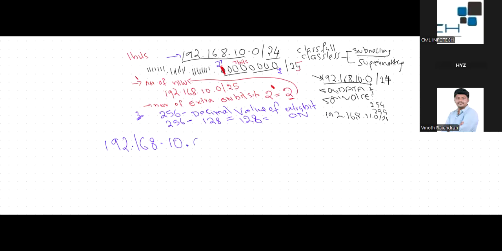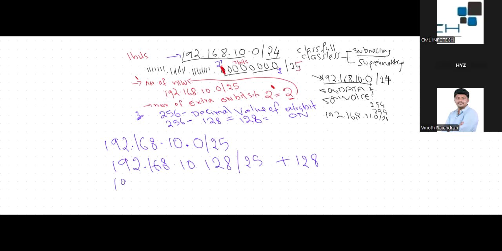In any subnetting, what is the slash value? 25. Then we said add 128 to get the other network, which means 192.168.10.128/25. Let's try adding 128. What will happen? The first network always starts with 0. Then we added 128 to get the other network, which is 192.168.10.128, the next network. Then we try adding 128 again. Let's see what's going to happen.